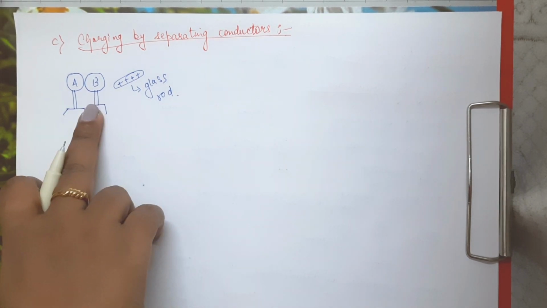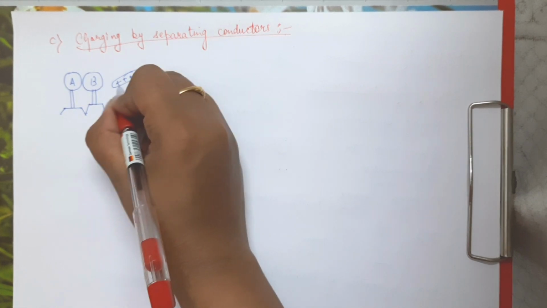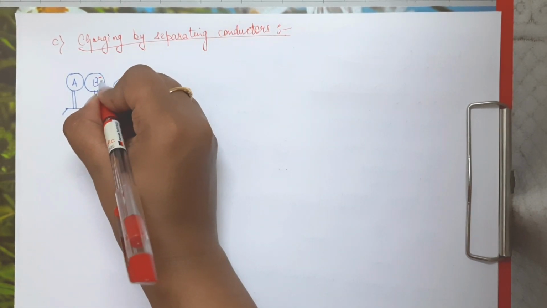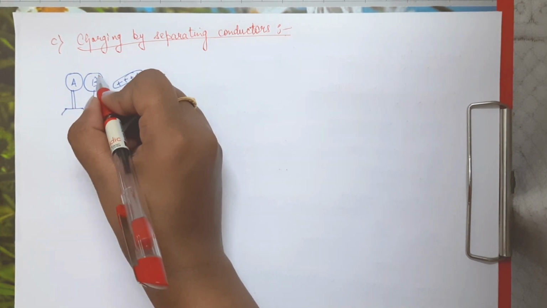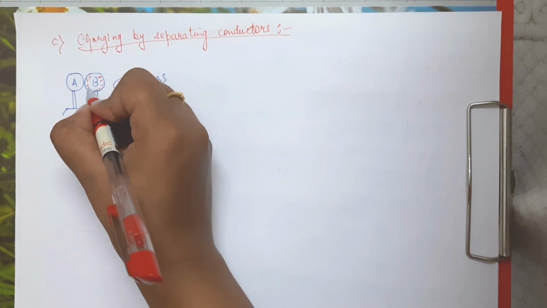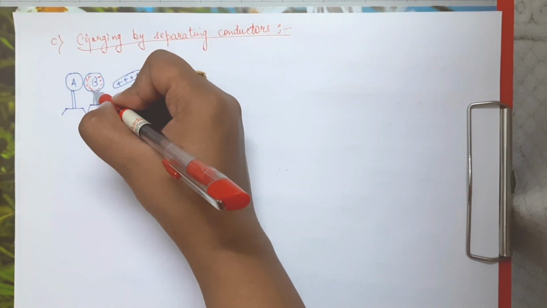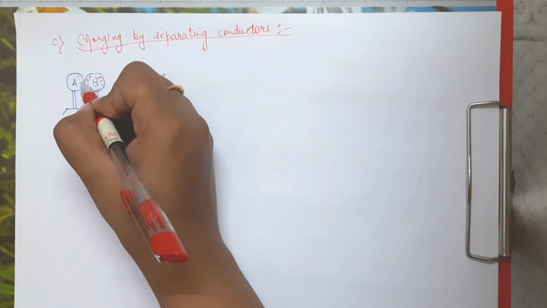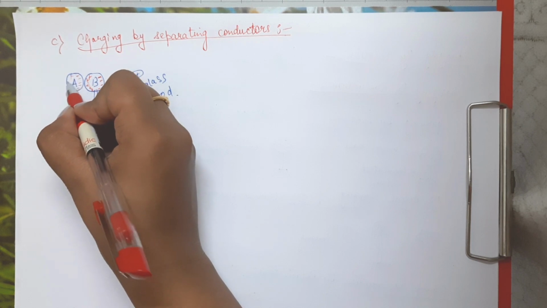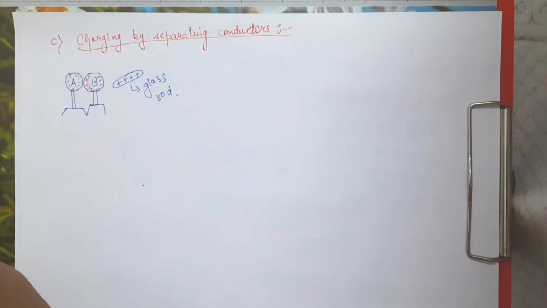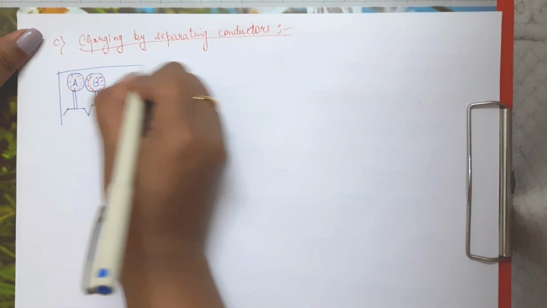Because this is positively charged, it will attract negative charge towards itself. Now because there is negative charge here, positive charge will be accumulated here. Because there are positive charges here, they will attract negative charges of this ball towards themselves, and because negative charges are here, positive charges will be here. So I think I need to draw it in a bigger way.